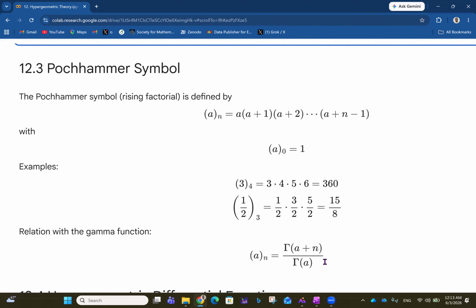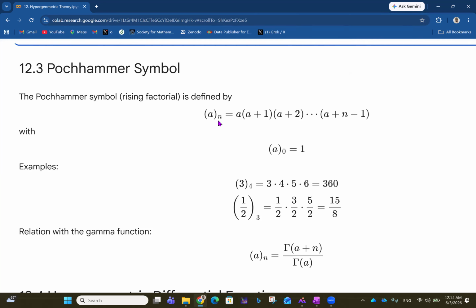Now, the Pochhammer symbol, which was covered in an earlier video in this playlist, is the rising factorial. It can be defined as a sub n, which is a times a plus 1, times a plus 2, up to a plus n minus 1, with the fact that a sub 0 is 1. So the Pochhammer symbol gives us the possibility of extending functions from a particular value instead of starting from 1, as we have in the case of factorial.